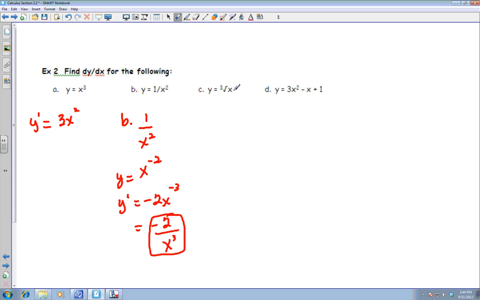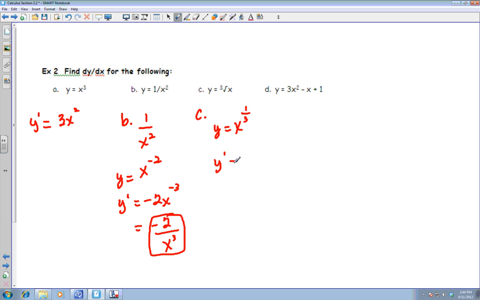Part C. Part C is another problem I'm going to have to rewrite. My hint that I'm going to have to rewrite it is because I see that radical sign. So this was one of the examples on that first page. I can rewrite this as x to the 1/3. I haven't done any derivatives yet. I'm just rewriting. So now I'm ready to find the derivative.